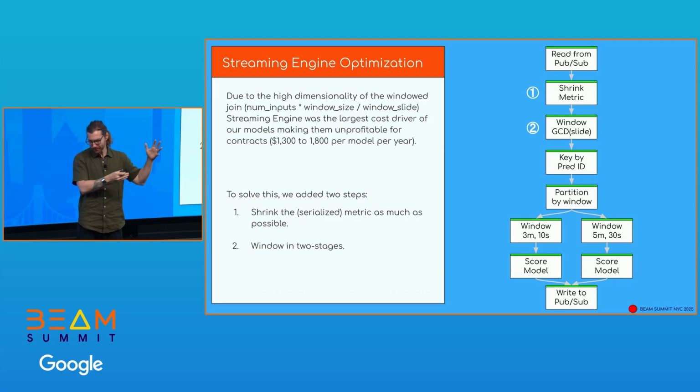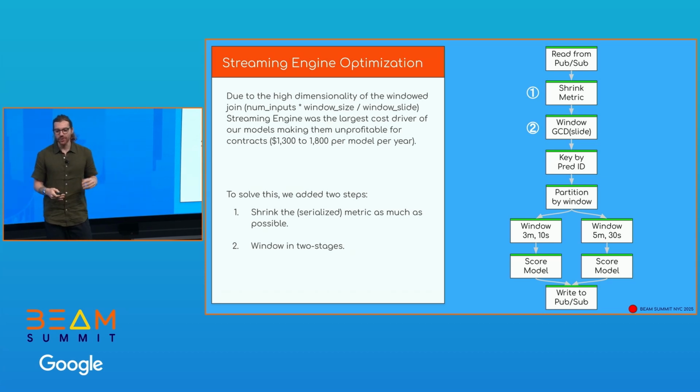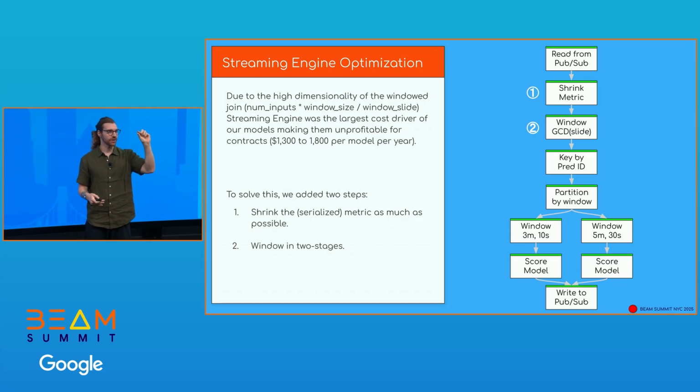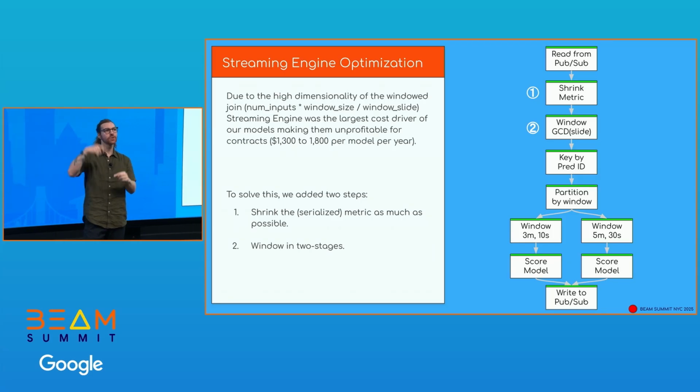Because if you think about it, there's a ton of very small elements, little tiny payloads coming in, the individual metric values, and we're doing this big, very n-squared join on them, putting them all together over and over again throughout the day, and that's really where the streaming engine cost was coming from. So to solve this, we added 2 steps into the process. We did 2 approaches. One is we shrunk the serialized version of that metric that we were doing the join with as small as we possibly could get away with. And the second is that we broke the window into 2 stages to minimize the number of actual joins happening.